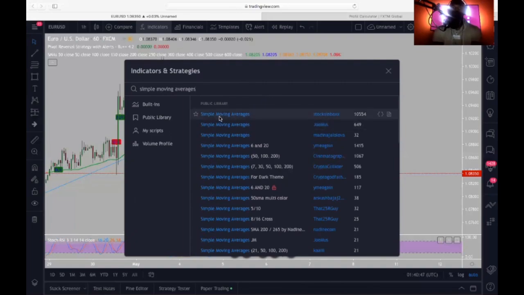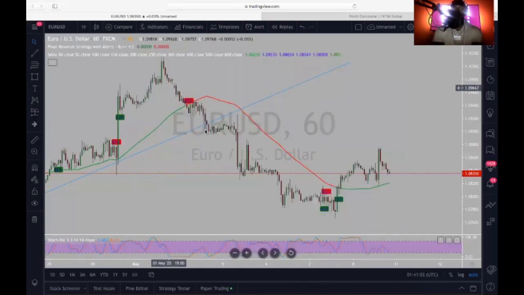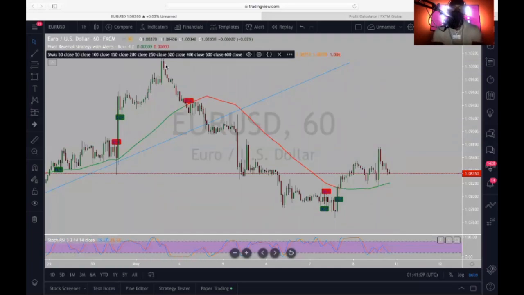I'm not going to click it because I already have it on mine, but it's going to say simple moving averages by stocks inbox. That's who you want to choose. Simple moving averages by stocks inbox. And it should be the highest number on here. Once you click that, boom, it pops up. It's on your screen. It will be a bunch of lines that pop up, but I'm going to show you how to get those off of here so I can better show you what you're looking at.